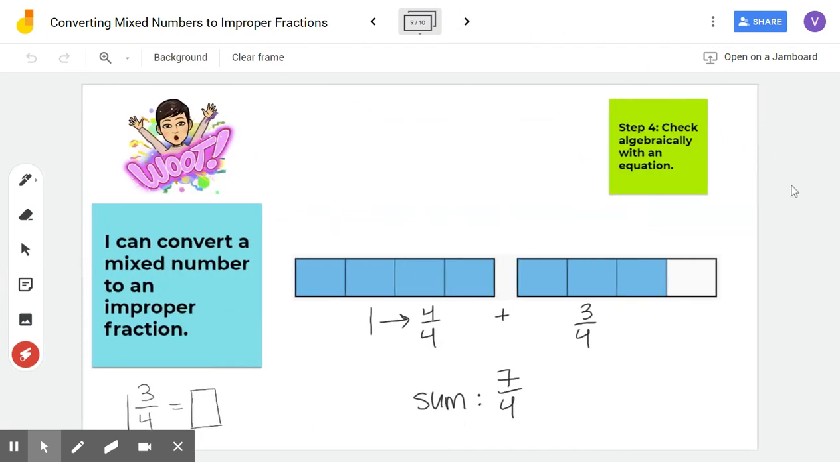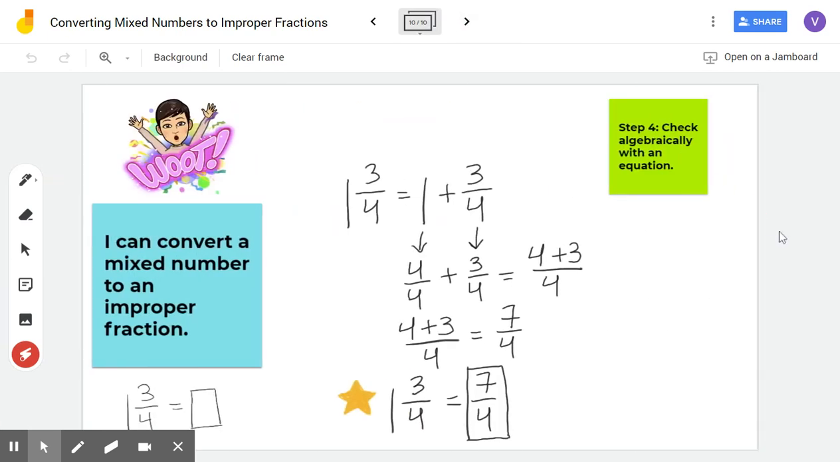And then the last step is just to check it algebraically with an equation. Okay, so let's remind ourselves how to do that here. My original mixed number was 1 and 3/4. I think of that mixed number as one whole plus a fractional part, 3/4. I take the whole number, I rewrite it as a fraction. 1, when I'm talking about fourths, is equivalent to 4/4. And then I add those two fractions, 4/4 plus 3/4.